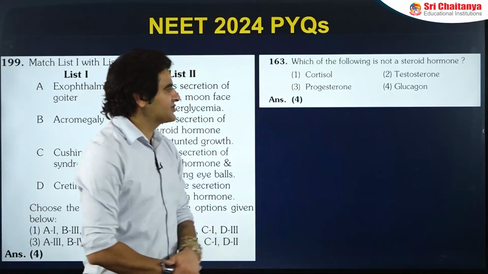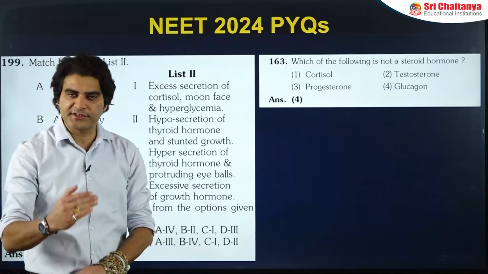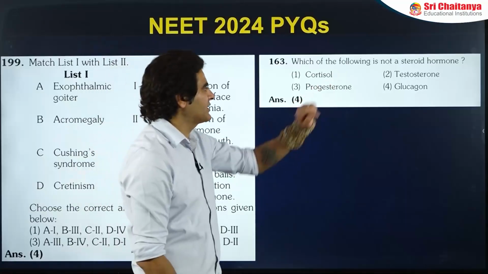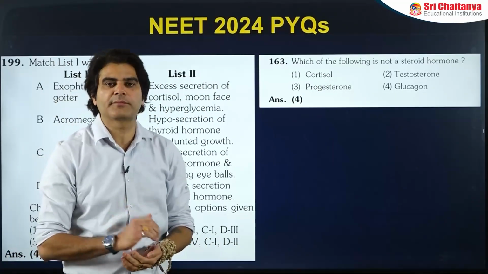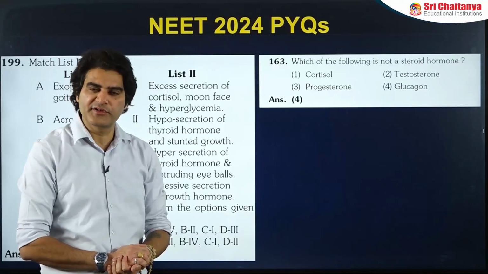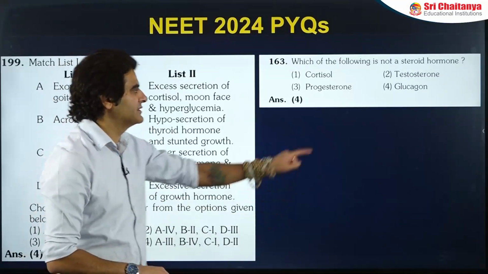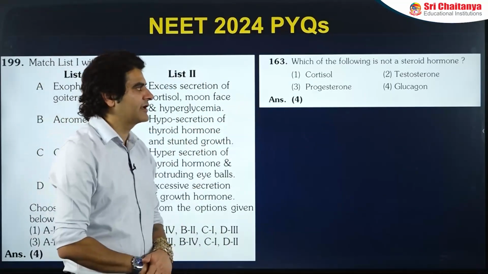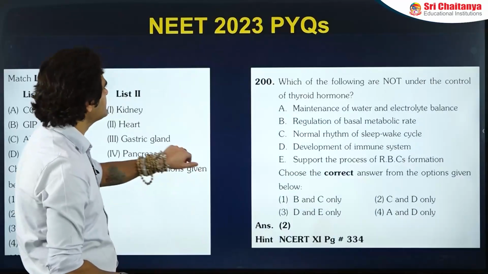Which of the following is not a steroid hormone? That's another very common question from this chapter, the classification of hormones on the basis of their chemical nature. So what is not a steroid hormone here? Glucagon, because insulin, glucagon, both the hormones from pancreas are peptide hormones. They are made from amino acids. They are actually small chains of amino acids. So their nature is peptide, not steroid. The other 3 are derived from lipids, which is why they are called steroid hormones.